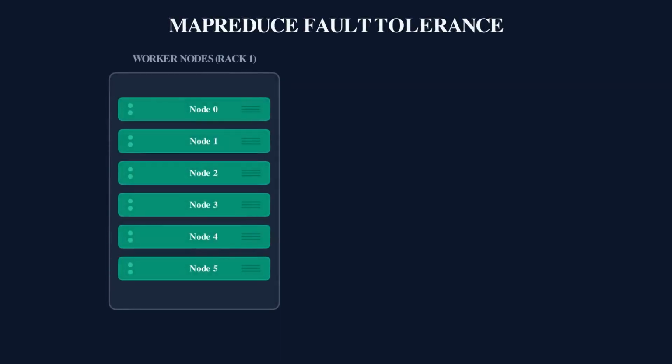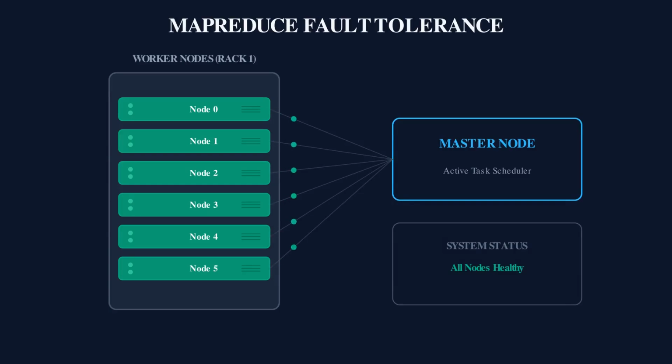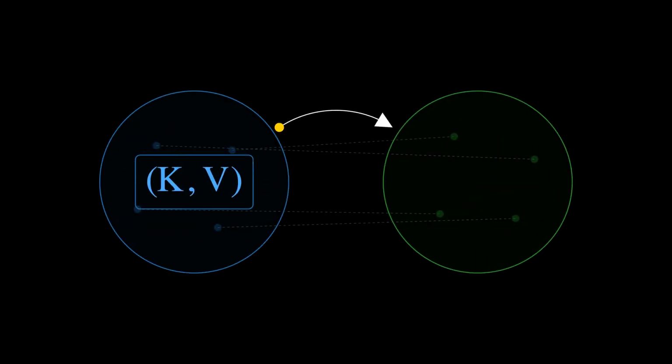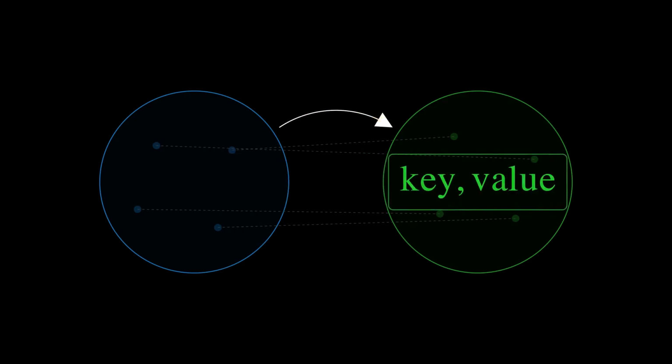MapReduce automatically detects hardware failures. If a node running a task dies, the master node instantly reschedules that task on another healthy node. At the heart, MapReduce is a programming model based on key-value pairs.